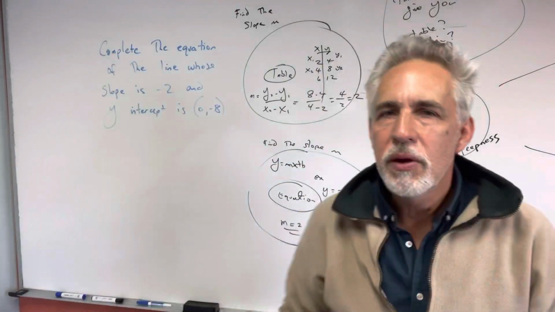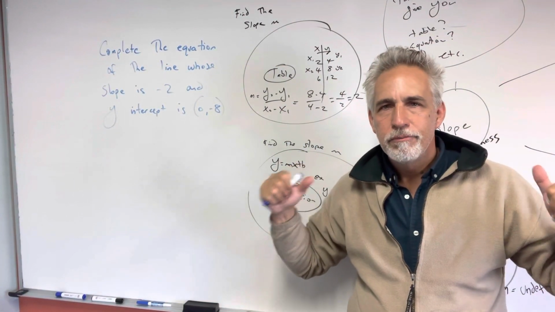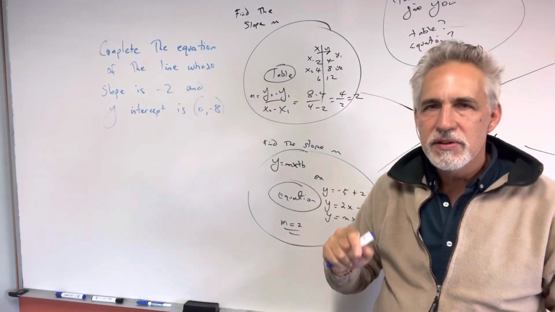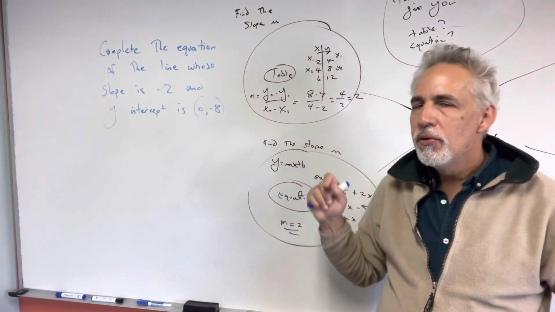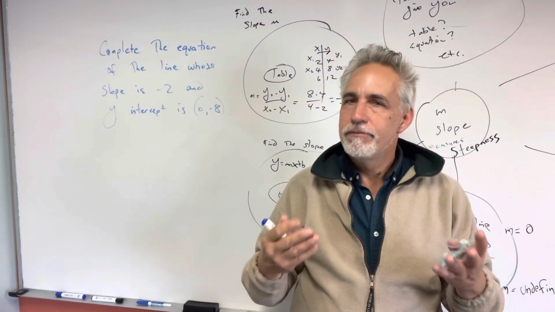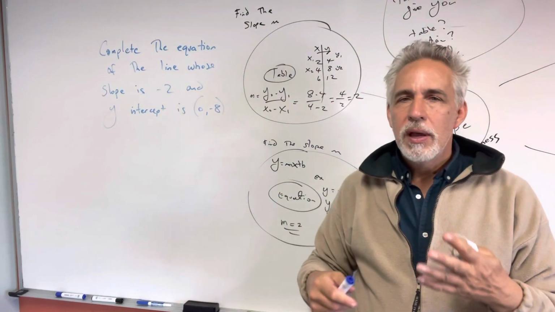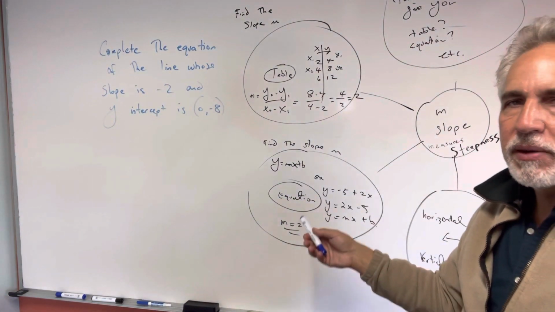So we are doing a question that we can use the slope bubble map for. The question says, complete the equation of the line whose slope is -2 and whose y-intercept is 0, -8. Okay, well, let's look at our bubble maps and see which one of these we can apply this to.